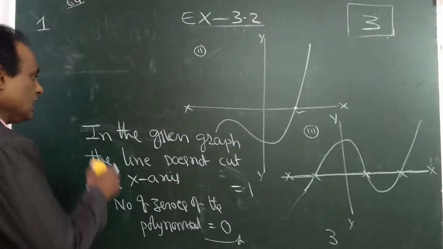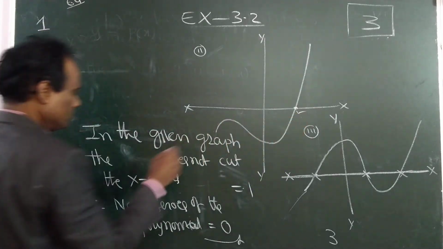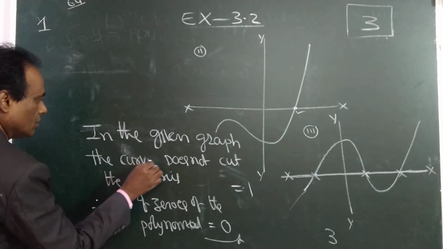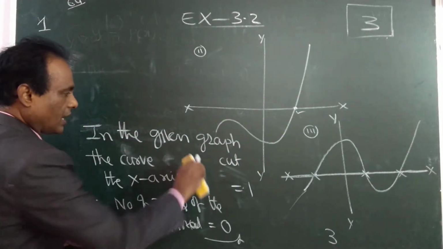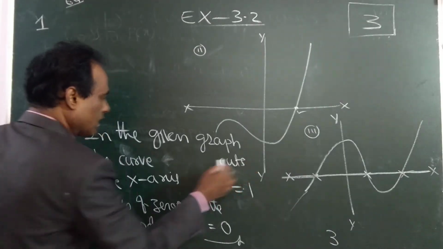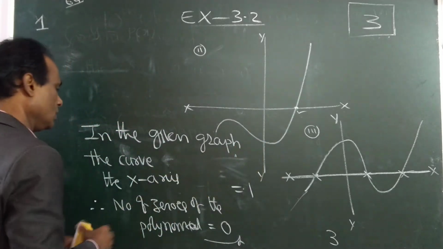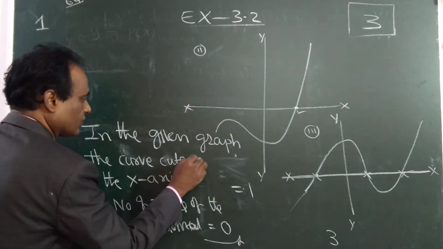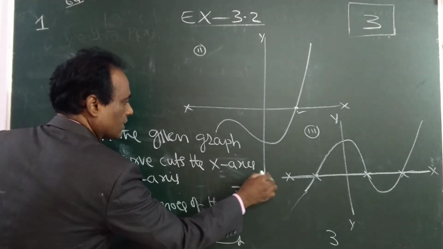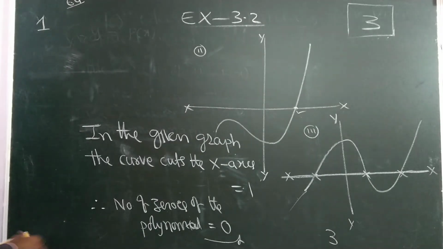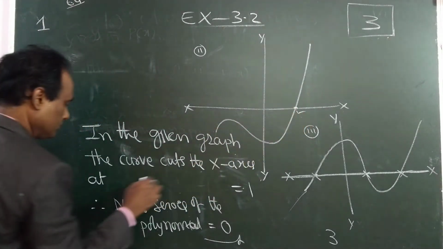At 1 point. See here, in the given graph, this is not called a line. This is called a curve. The curve cuts the x-axis at how many points? At 1 point. Right now, the curve cuts the x-axis at 1 point. See here, 1 point.